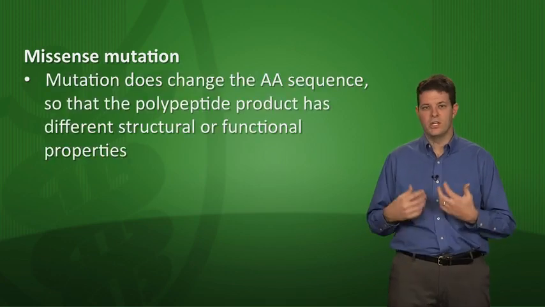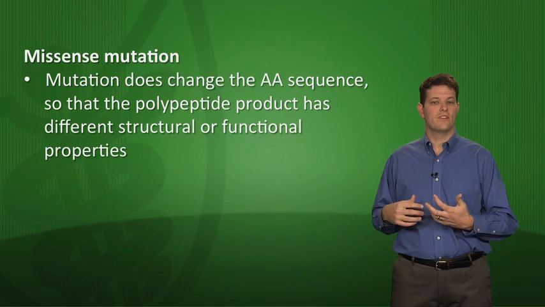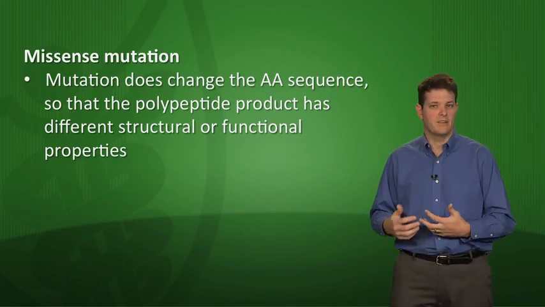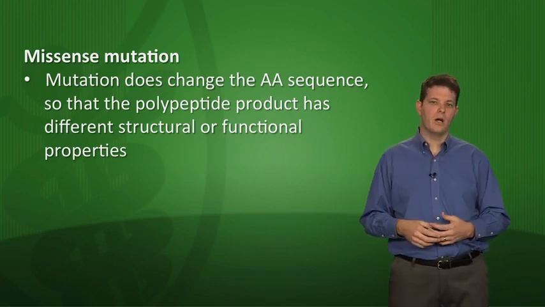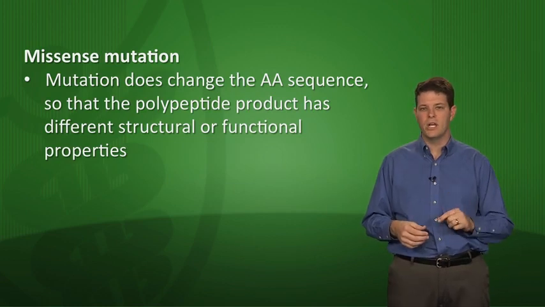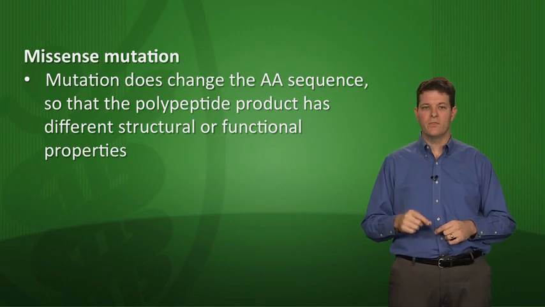Another type of mutation is a missense mutation, where the mutation does change the amino acid sequence so that the polypeptide product has different structural or functional properties. Maybe the protein folds differently, and that makes it non-functional, or just functions in a different way. For example, when we talk about sickle cell disease in hematology, we'll see that this usually results from a single mutation from GAG to GTG in one of the genes for hemoglobin.